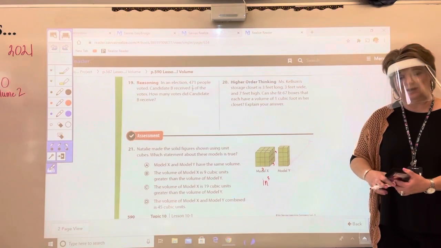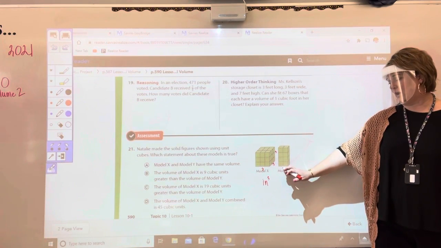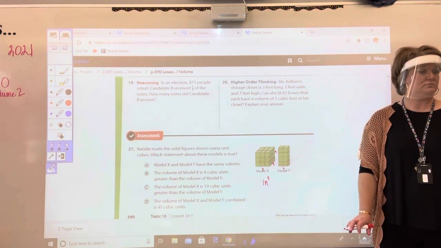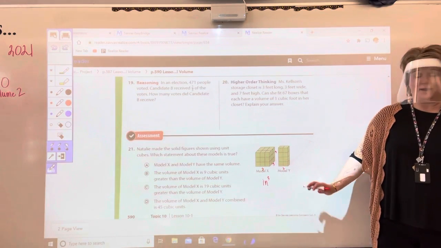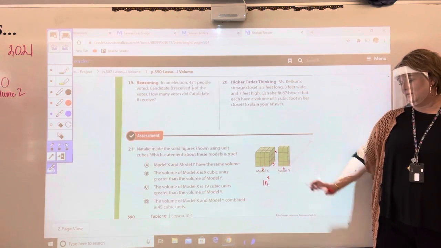Now let's do model Y. Find the length of model Y, which I say is 2. Find the width of model Y. How wide is model Y? Just 1. It's not very wide, is it?